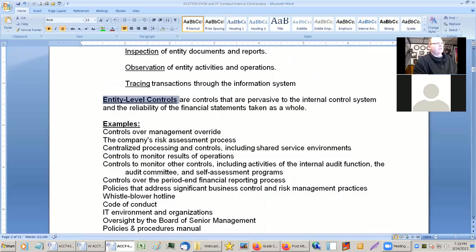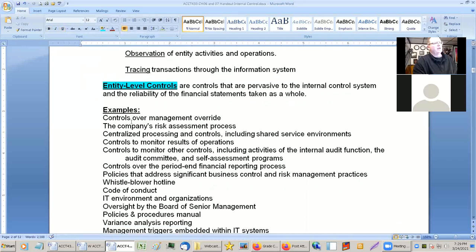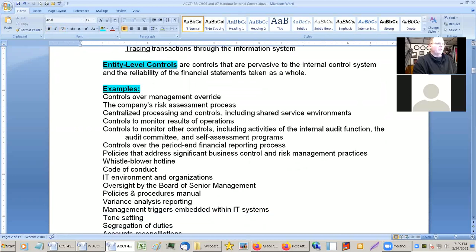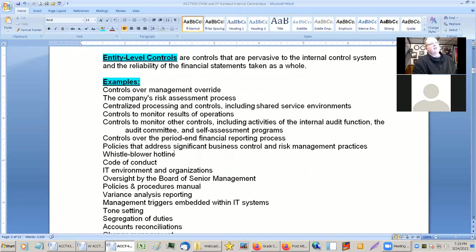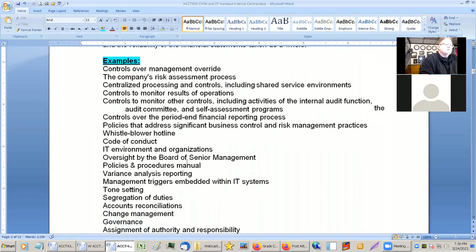There are some controls that go completely through the entity, and that's what these are about. And these are some examples here. I'm not going to go through all those, but just to give you an idea, these are things that will be throughout the organization. Every part of the organization should have these things addressed.